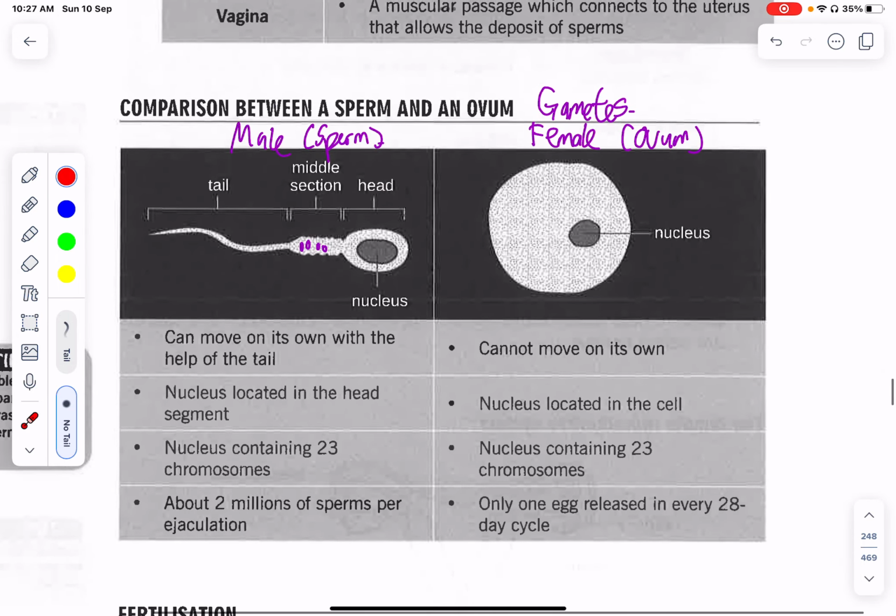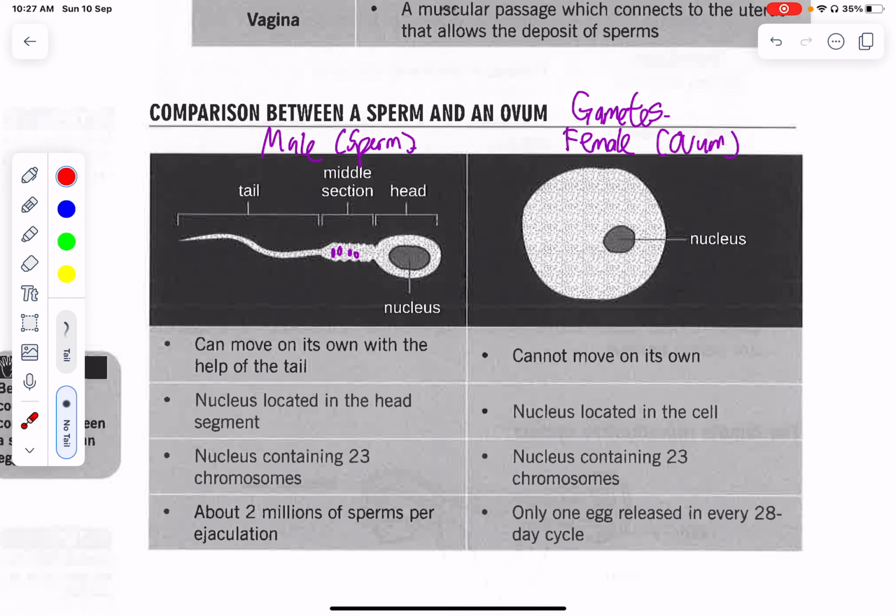Next, we look at the comparison between a sperm and an ovum. This one rarely comes out in exam, but it's good to know. So you can see that for a sperm, this is only for a human one, the sperm will have three main sections: the head, the middle piece, and the tail. The head will contain the nucleus. The nucleus is essential in carrying the genetic information so that the information can be passed on to the next generation.